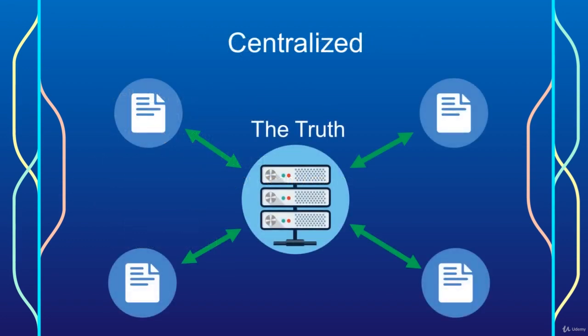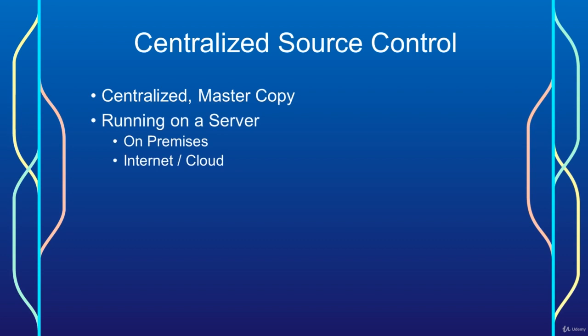Centralized simply means the ultimate source of truth, that is, the master copy of the source code, resides on a centralized server. That centralized server is normally on a computer system running the version control server software located within your company. Nowadays, that centralized server can also be located somewhere on the internet. It just depends on which versioning service you're using.